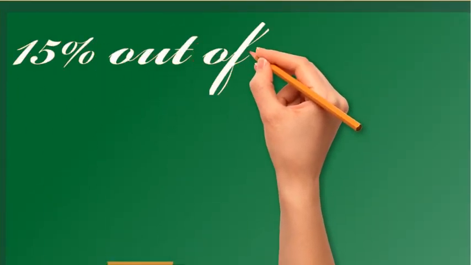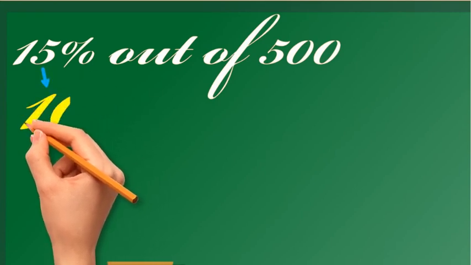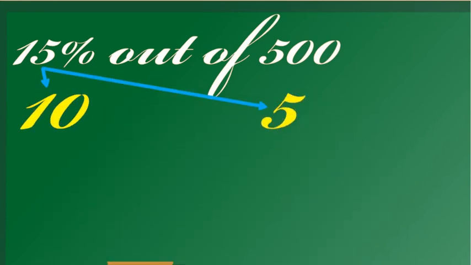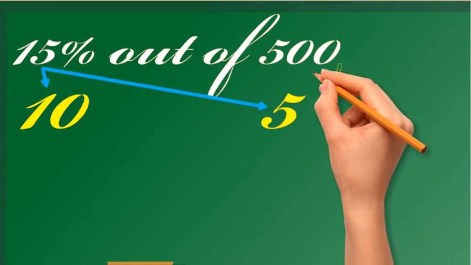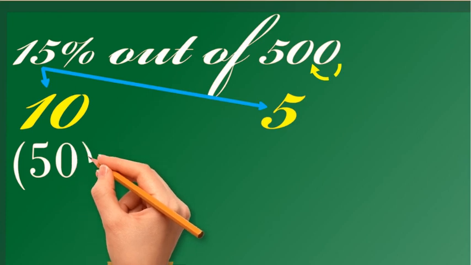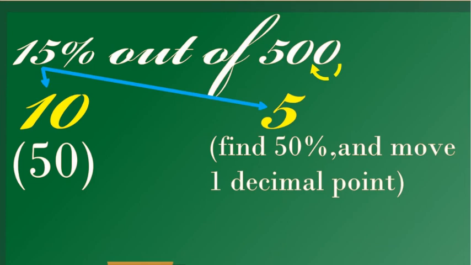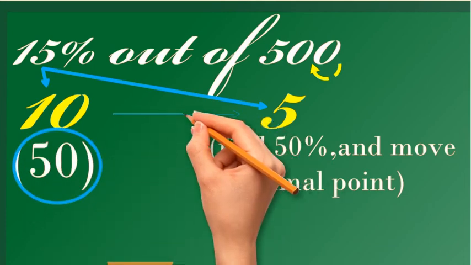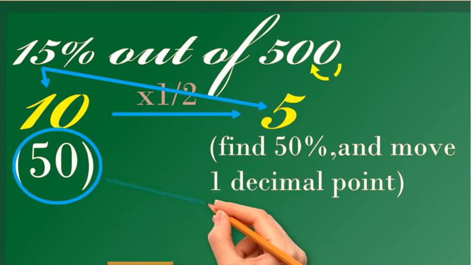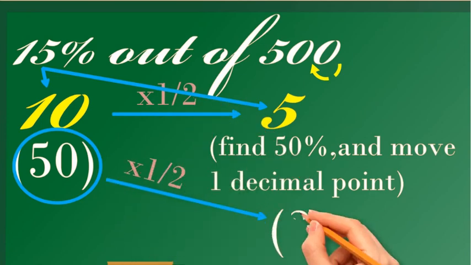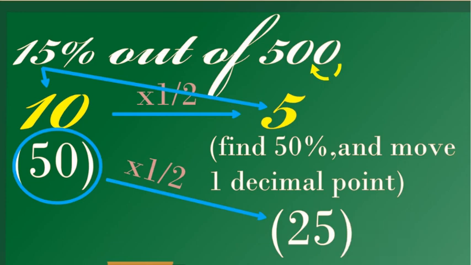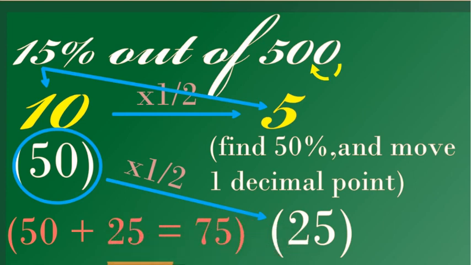Let's try another example. What is 15% out of 500? You just have to break it up to 10 and 5. We calculate the 10% first. So 10% of 500 is 50. And for the 5%, we can calculate 50% and move one decimal point to the left, or, because we already get 10%, and 5% is half of 10%, we just divide it by 2. So, 50 divided by 2 is 25. Lastly, we just have to add it together. So, 50 plus 25 is 75. And we got our answer.